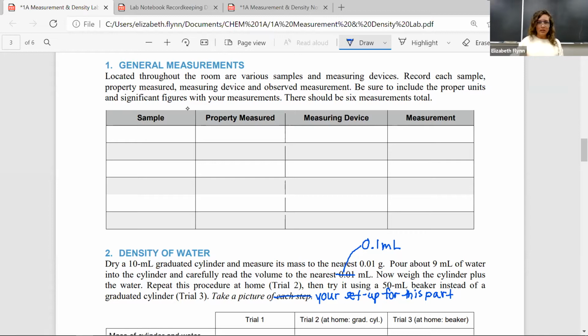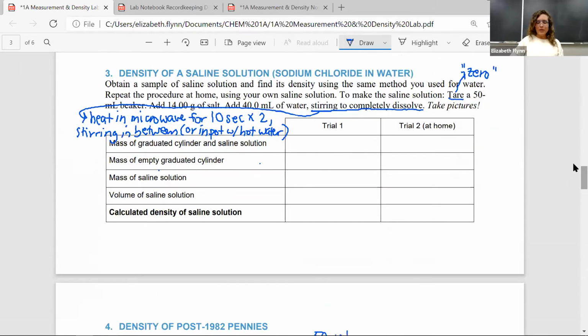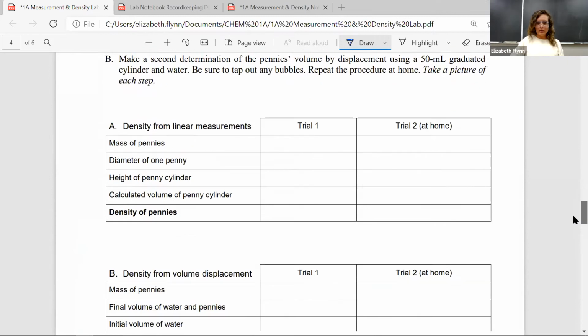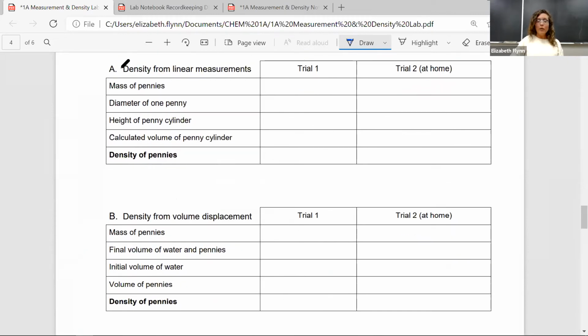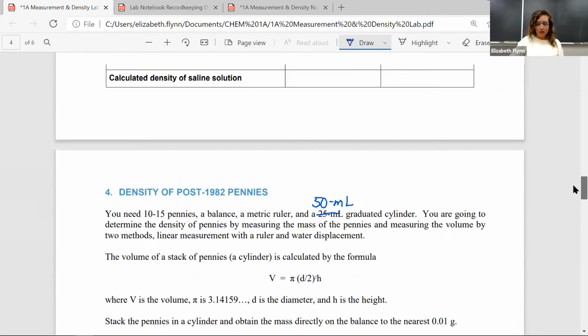So we're going to do part one all together. And then what we'll do is trial one of part two together, and then you'll do trial 3 and 2 together at home with your chem kit. And then we're going to do trial one of part three. We're going to do trial one of part 4A and B together. And for Chem 1A, we'll do part 5 at the end.